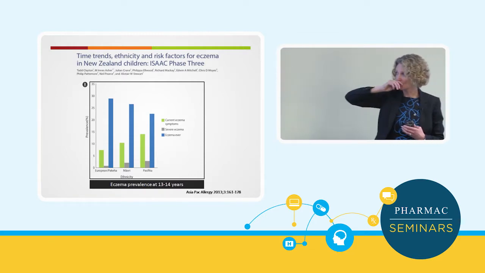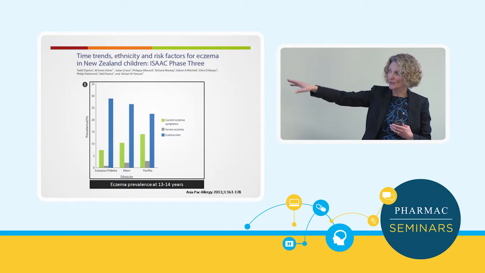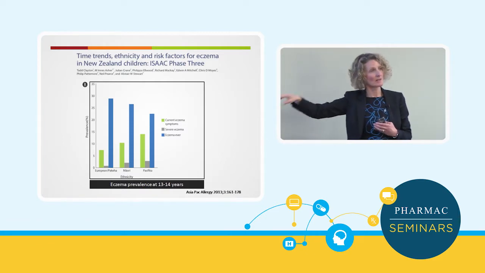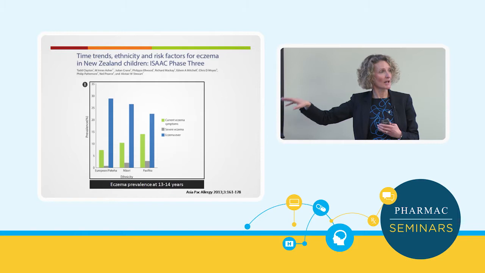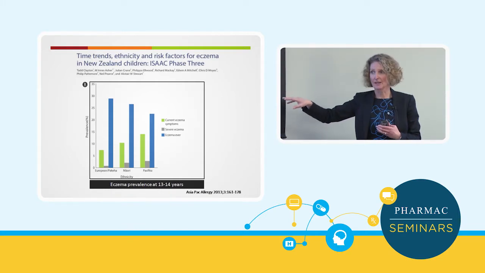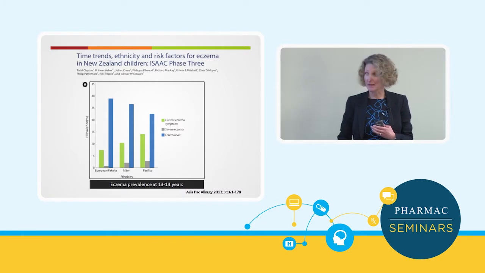At 13 to 14 years, it's about 3% of Pacifica kids, but at 6 to 7 years, it was about 6% of Pacifica kids are waking up. All kids, not just those with eczema, are waking up 2 or more times a week because of their skin. And that's a lot. And that has a big impact both on the child and their family.